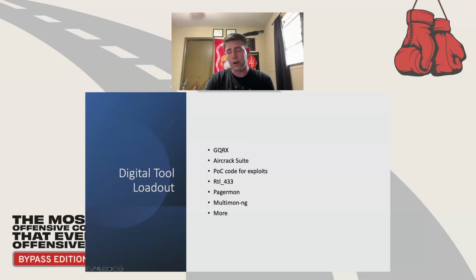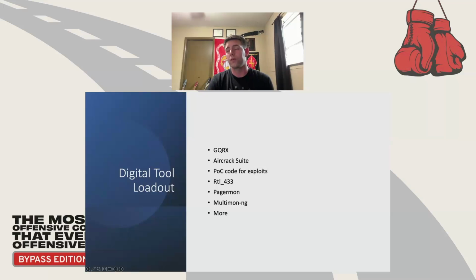the Aircrack suite, your Wi-Fi tools. You're not really going to use a whole lot of that on a red team engagement. That's more for passive listening. Proof of concept code for exploits. There's all kinds of different stuff out there other than just deauthing Wi-Fi. So it's good to have that in your tool belt.